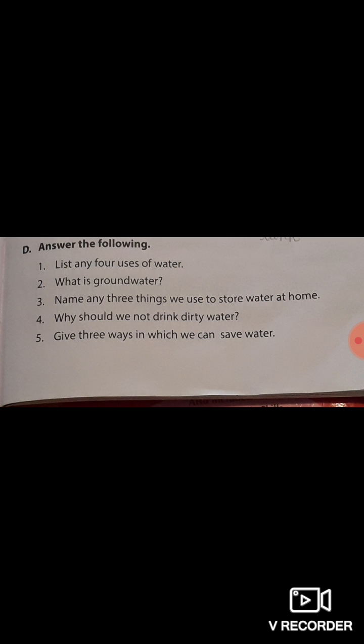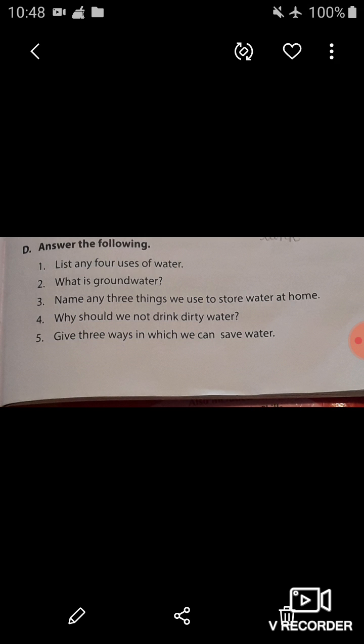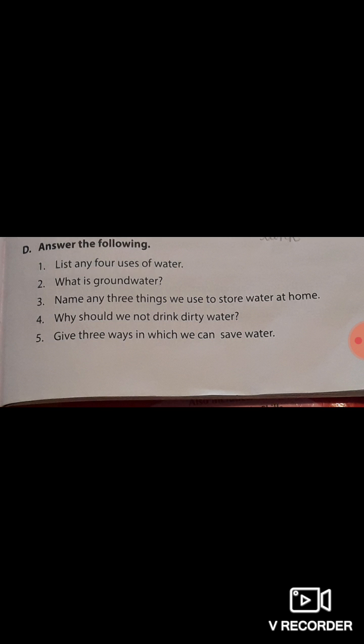Now let's come to the third question. Name any 3 things we use to store water at home. So students, here you have to name any 3 things that you use to store water at home. So in the answer of the third question, you have to write tank, bucket and drum.